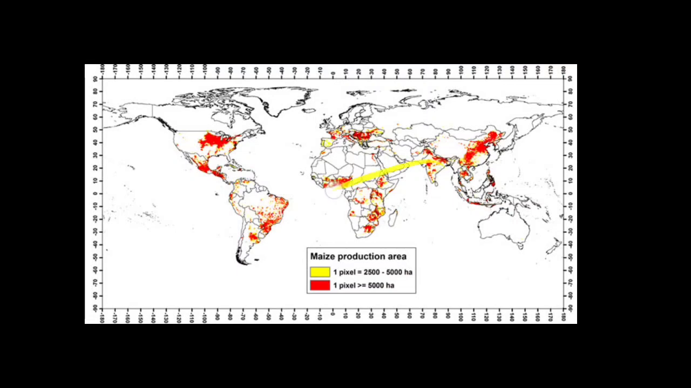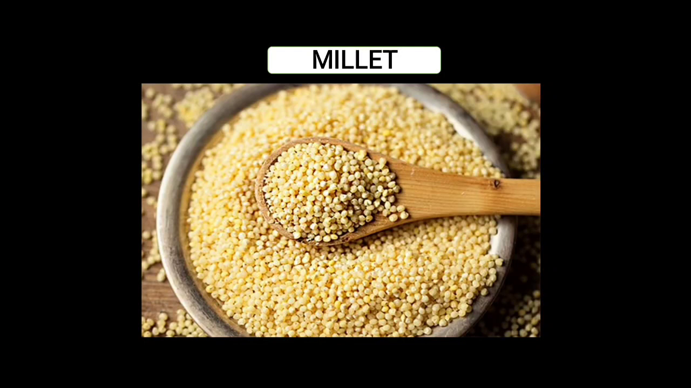Next we have millet. Millet is a coarse grain. It includes jowar, bajra, ragi and shorungam, and they are called millet. You can see in the picture, this is the picture of the millet.